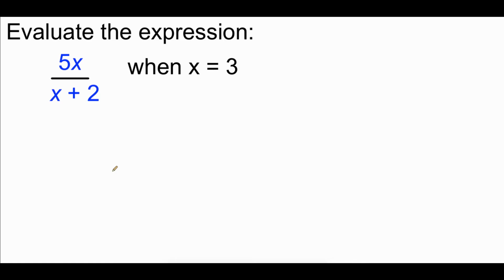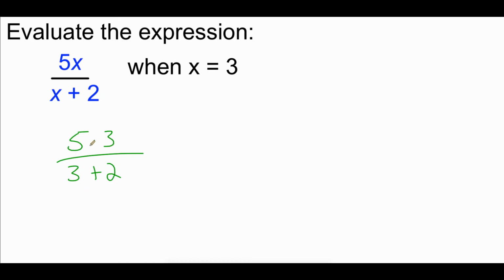So remember, that means that we're going to take 3 and we're going to plug it in for the x's in this expression. So across the top, that 5x means 5 times x. So if I plug in 3, then we're supposed to take 5 times 3 on the top. And then on the bottom, if I plug in 3 there, we're going to have 3 plus 2. Now with the order of operations, when you see a fraction like this, the top and bottom get worked out separately before you put them together.